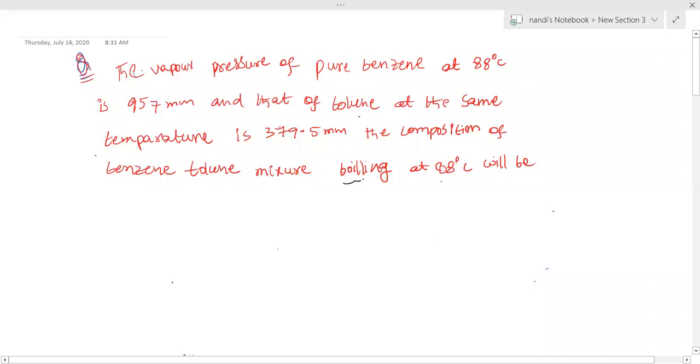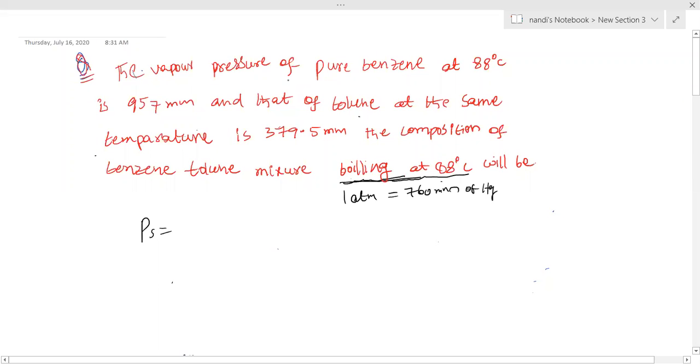So here the boiling point is given. Boiling point means you have to take the final pressure at atmospheric pressure. I hope you know 1 atm equals 760 mm of Hg. So when they use the term boiling point or boiling temperature, you have to take the final pressure as 760.